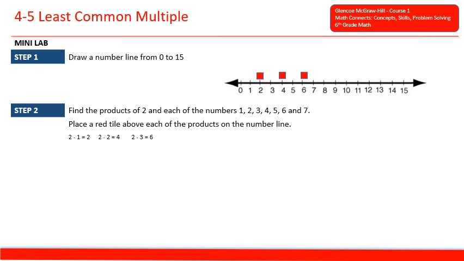2 times 2 is 4. 2 times 3 is 6. 2 times 4 is 8. 2 times 5 is 10. 2 times 6 is 12. And 2 times 7 is 14.